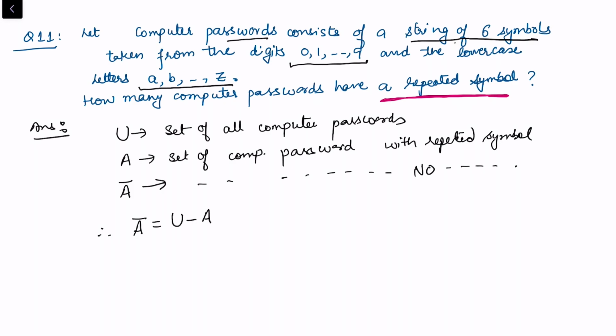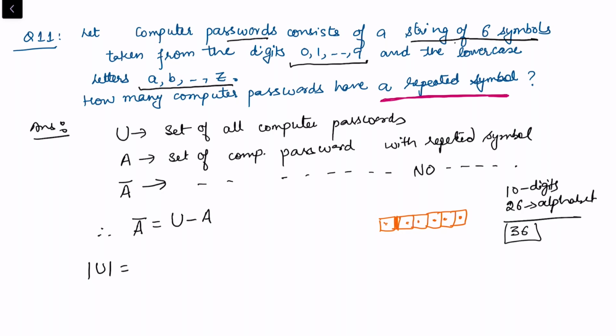So obviously, to calculate A bar, we can do U minus A. If I know the cardinality of the set U and subtract the cardinality of the set A, I can find the cardinality of the set A bar. So for U, we see the cardinality of the set. Here everything is possible. We want a string of 6 symbols, so we want to fill 6 places: 1, 2, 3, 4, 5, 6. Since we do not put any restriction in the universal set, there are 10 digits available and 26 lowercase alphabets available. So in total we have 36 symbols which we can place in each box to create a password.